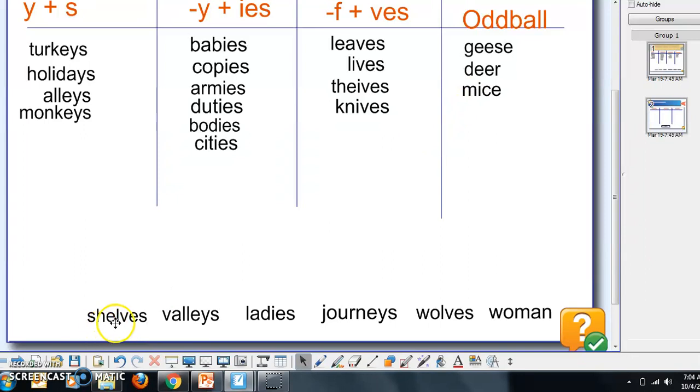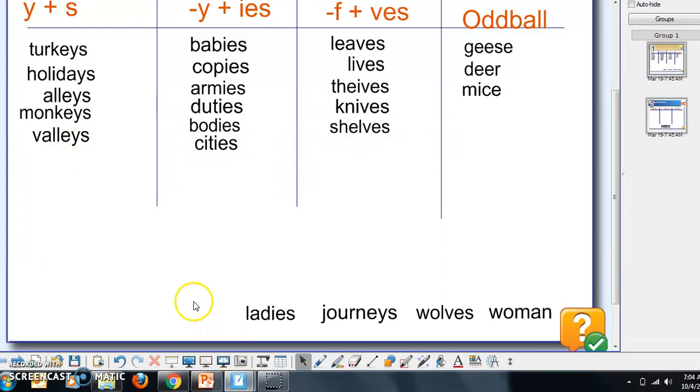The next word is shelves. The singular version of shelves would be shelf. What would I need to do to make shelves plural? You got it. I would have to subtract the F and add VES. Next word, valleys. In order to make valley plural, what did I need to do? You got it. I would have to add S to the ending of the word. Does it look right? I agree. Let's keep sorting.